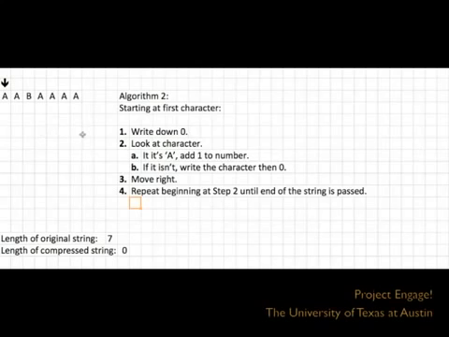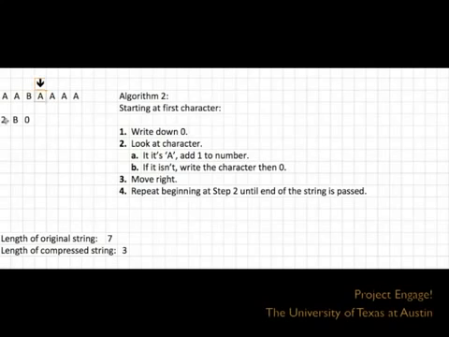Okay, so let's do it. We're going to write down a 0. We're going to look at our character, A. If it's an A, we're going to add 1 to the number. And then we're going to move right. Look at the character. If it's an A, then add 1 to the number and move right. If it's not an A, write the character, and then a 0, and move right.